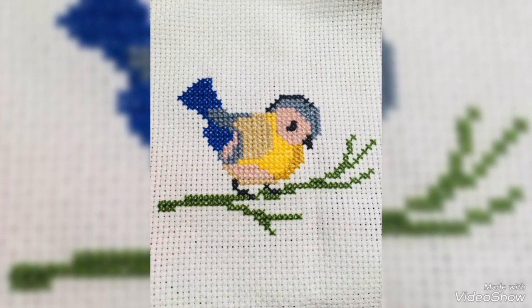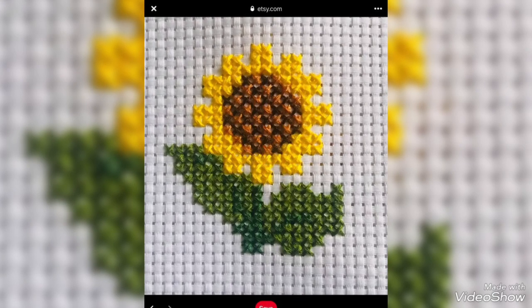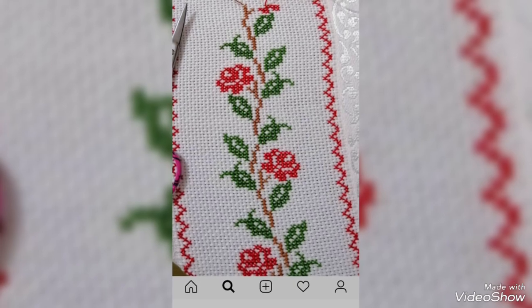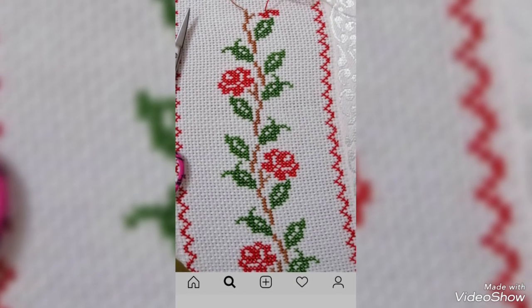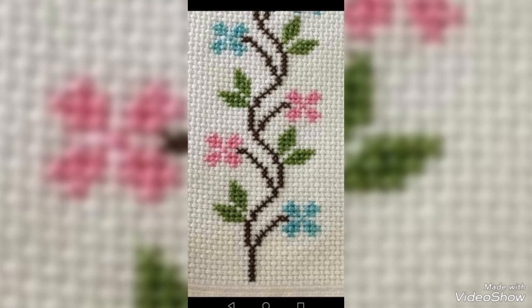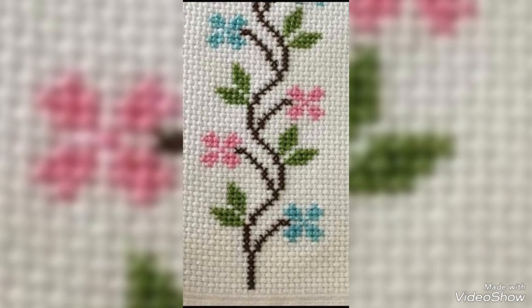Suggest beginner friendly projects like bookmarks, coasters, ornaments. I suggested these types of designing ideas because they are very beginner friendly and you can easily do them. And viewers, if you want to frame the designs, or if you want to do some more ideas like that, then you can do it by applying PVA glue on the back of the cross stitch.